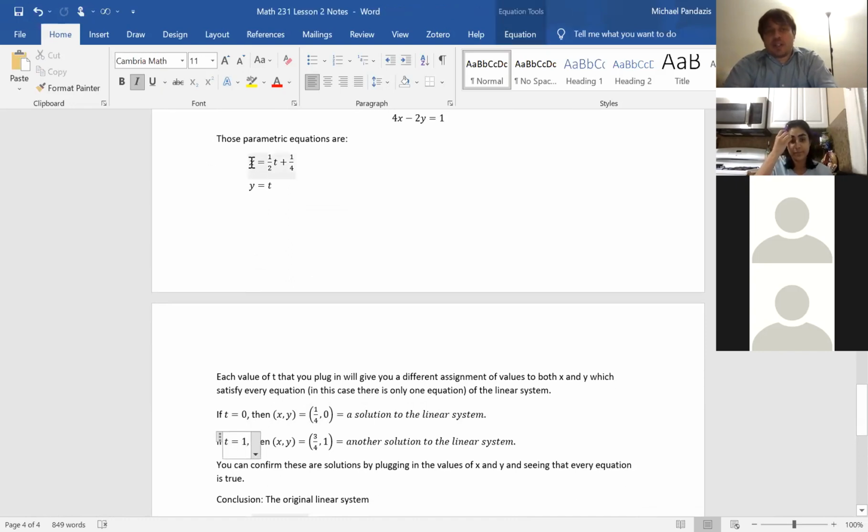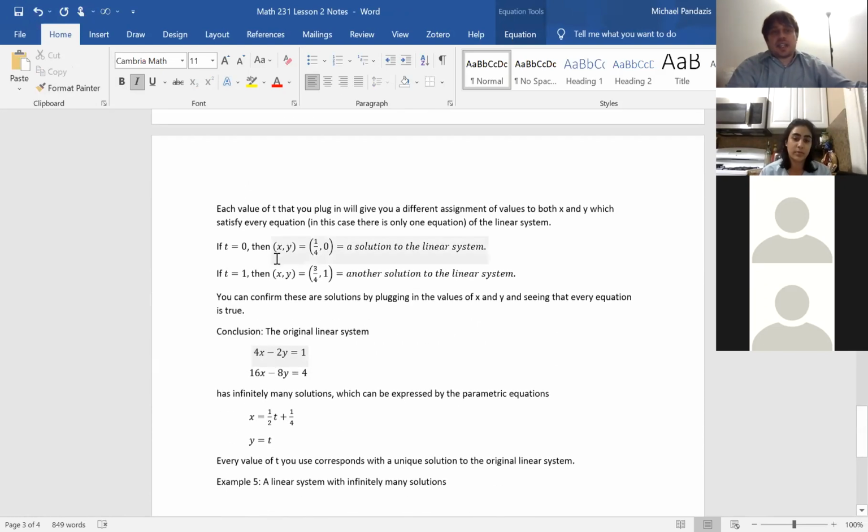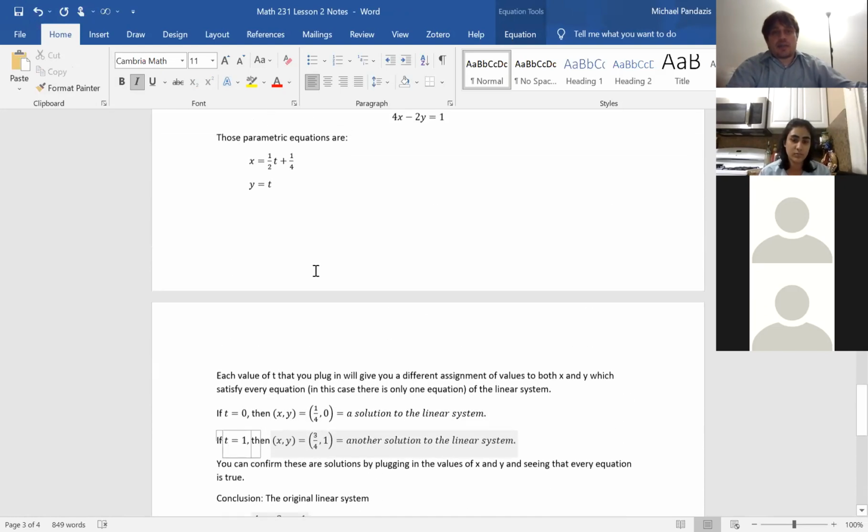So if you change it to t equals 1, what is x if t equals 1 here? x equals 1/2 times 1 plus 1/4. So 1/2 plus 1/4, that's 2/4 plus 1/4, that's 3/4. Okay, make sense? So if you just plug in t equals 1, you get 1/2 times 1 plus 1/4. That's how you get that if t is 1, x is 3/4.